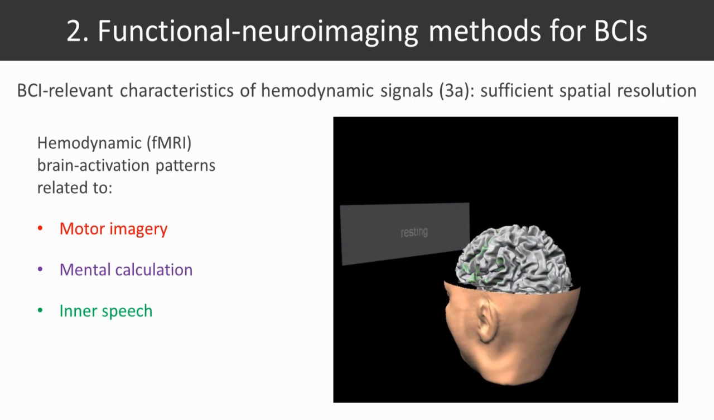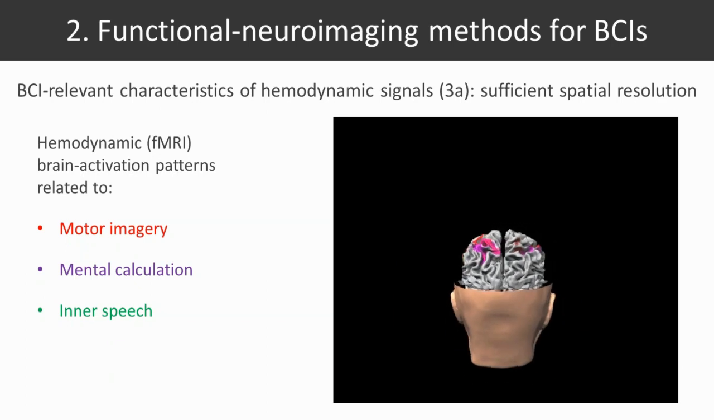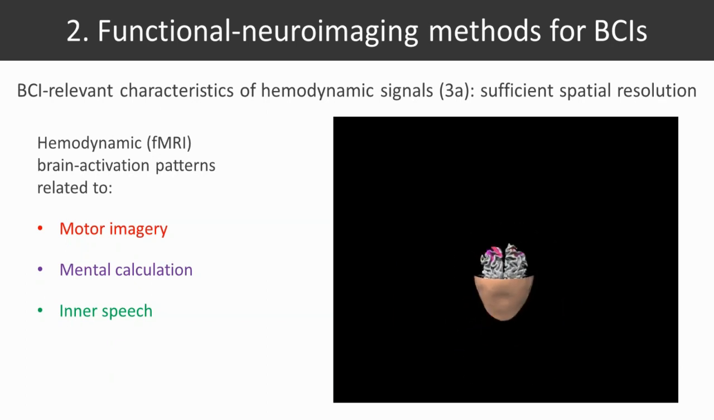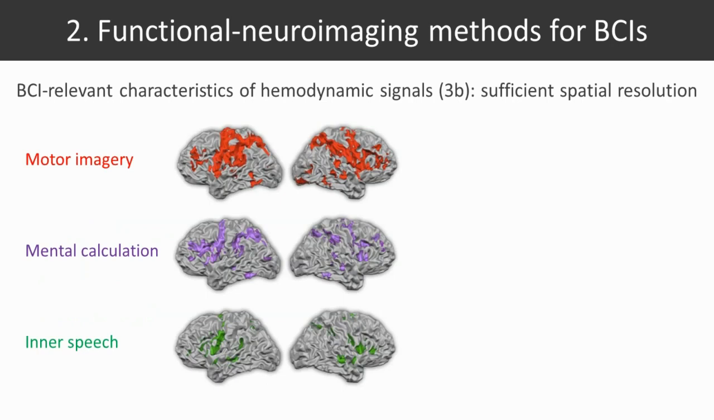And at the end of this video, you will see all three different patterns overlaid on top of each other, so that you see there is some overlap, but there's also a considerable amount of tissue that is specific for a particular mental imagery task. Okay, so in this slide I have again visualized the brain activation patterns. These patterns are nicely differential, which is good for BCI purposes.